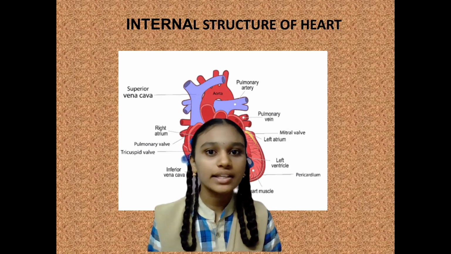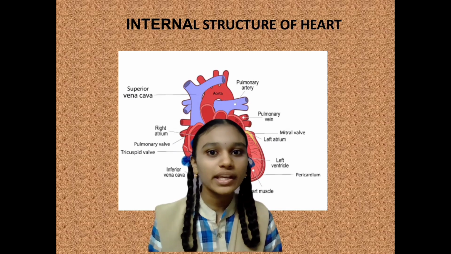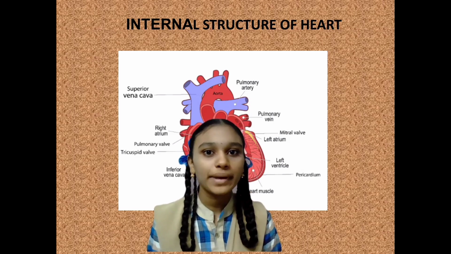On the right side of the heart is the superior vena cava. The superior vena cava is also called the precaval vein. It collects blood from the anterior parts of the body. Anterior parts means head and neck.